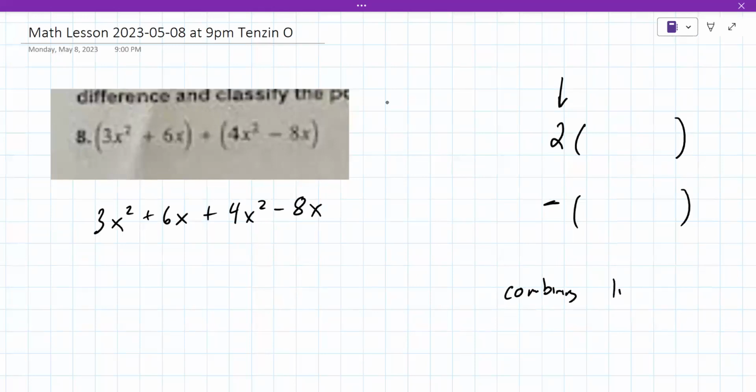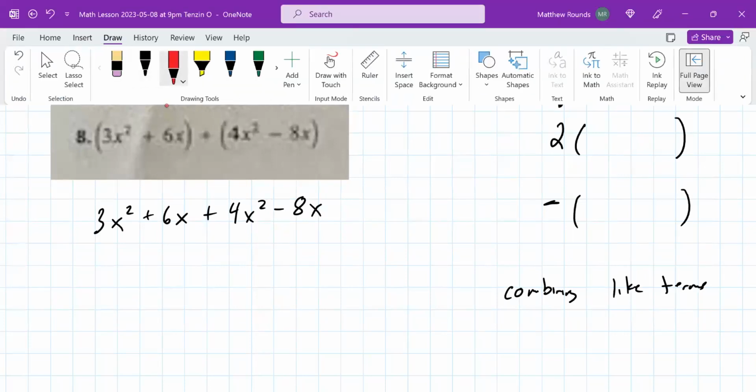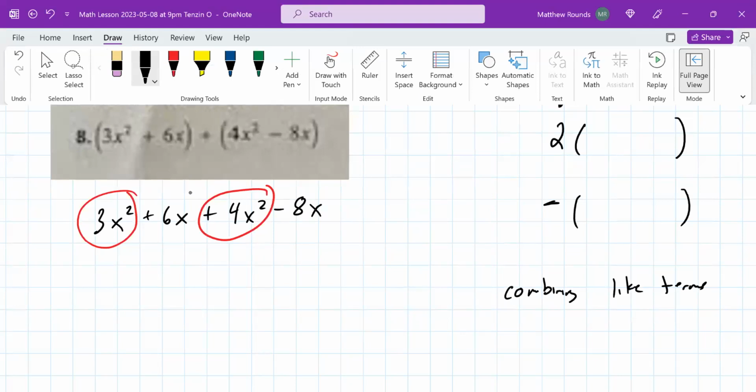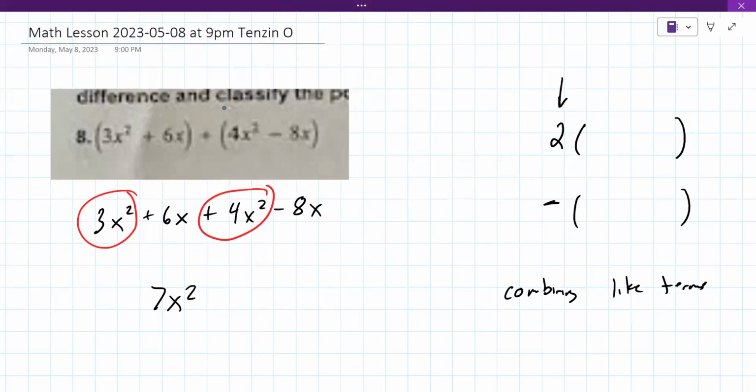Do you know what I mean by a like term? Yeah. Okay, so what would go with the 3x squared? 4x squared. And what does that become? 7x squared. Good. And then you do the same thing for the other ones. The operator always goes with it. So in this case, it's positive 6x minus 8x. What does that become? Negative 2x. Good.